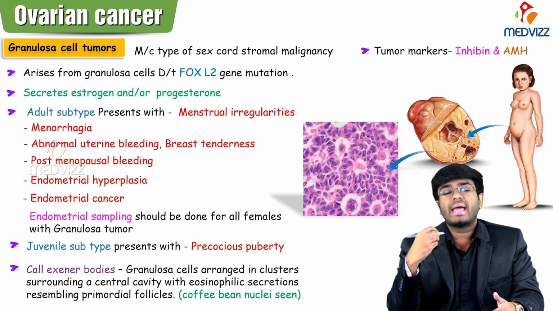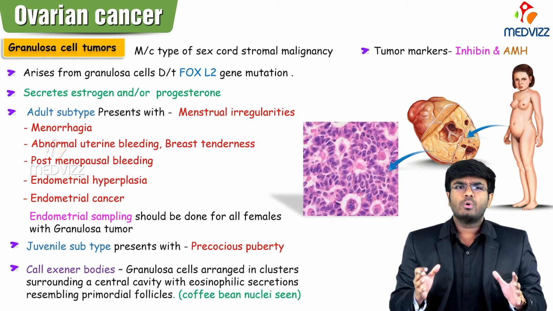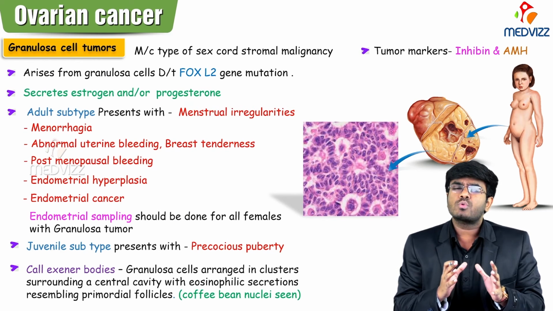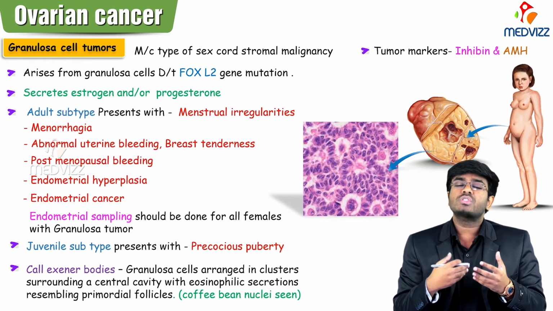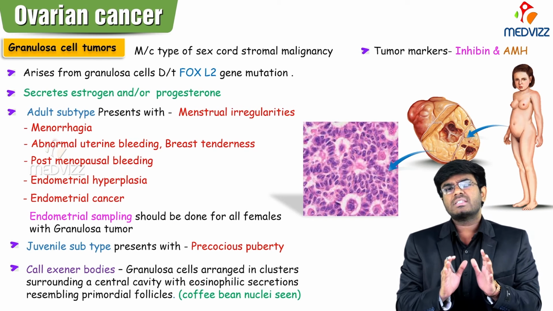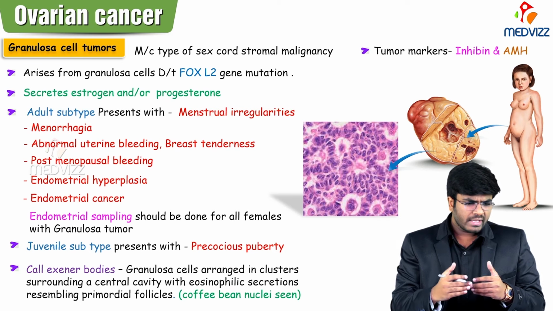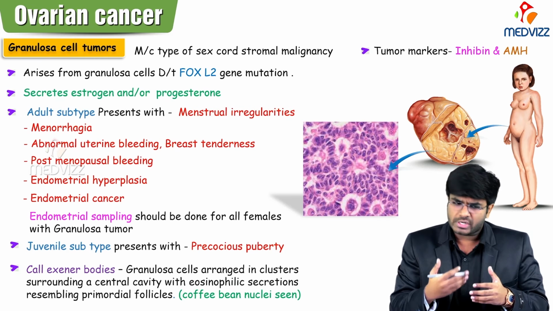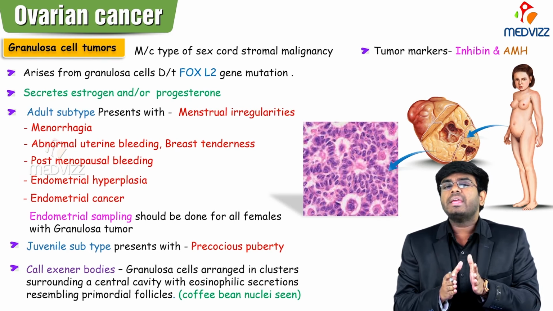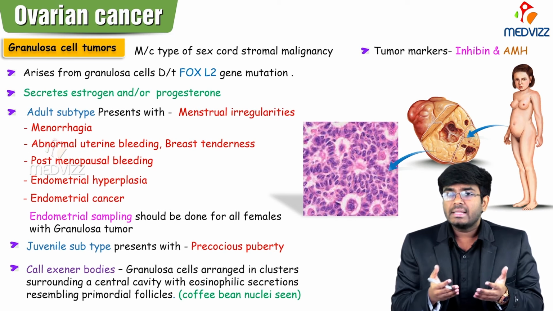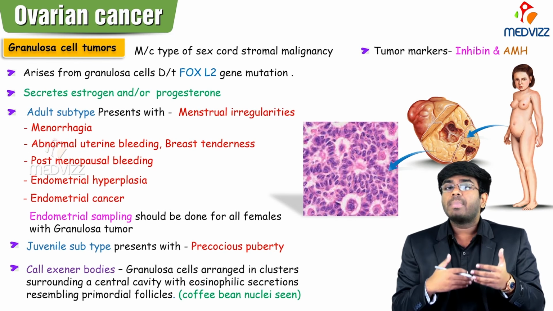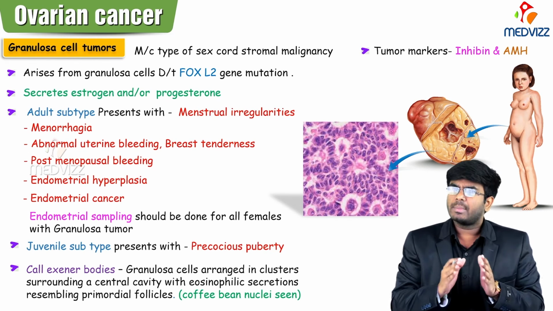If I am talking about the granulosa cell tumors, we all know that the granulosa cells are associated with estrogen production. So just think, basically, in a granulosa cell tumor, if there is too much estrogen production, all the complications which a female is going to get are because of this hyperestrogenic state. What do I mean by that?